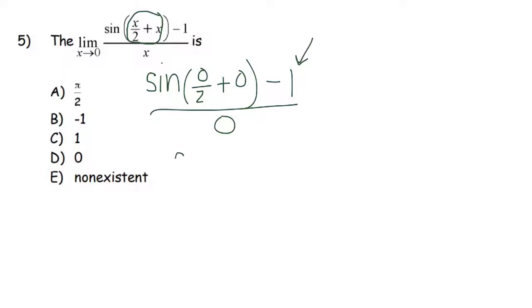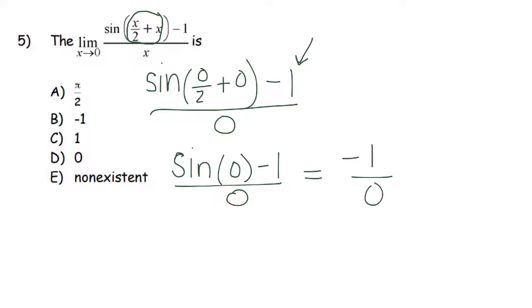I think they're trying to trick us. So we have sine of 0 minus 1, all over 0. And if we continue this problem, sine of 0 is 0, so I really end up with negative 1 over 0. Oh, that's not 0 over 0. And notice I didn't have an x plus h. I had some weird stuff going on with this problem. And sine at 0 is not 1.